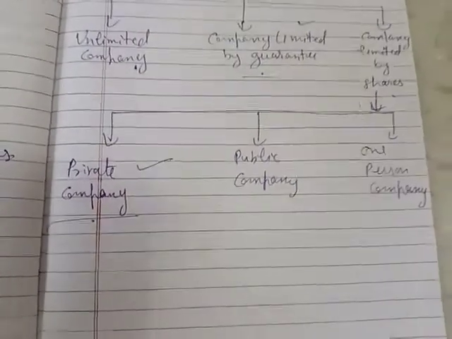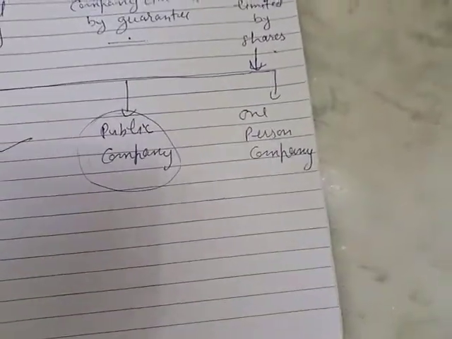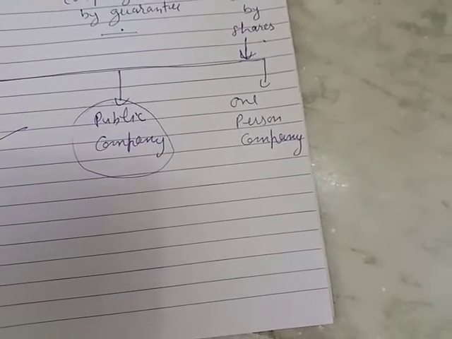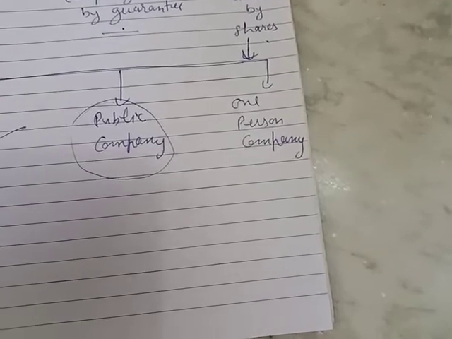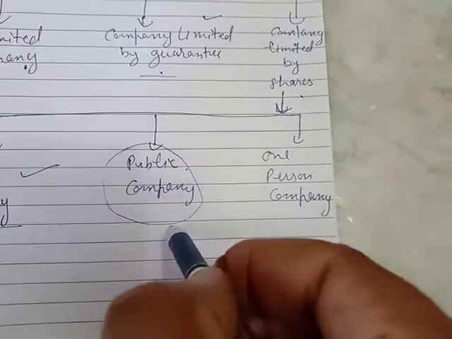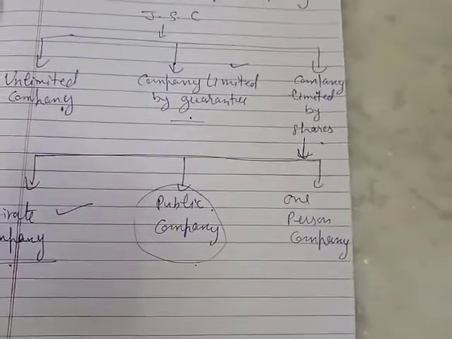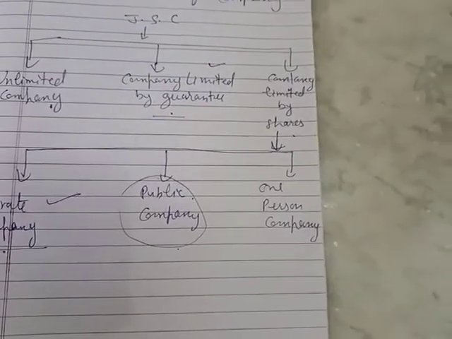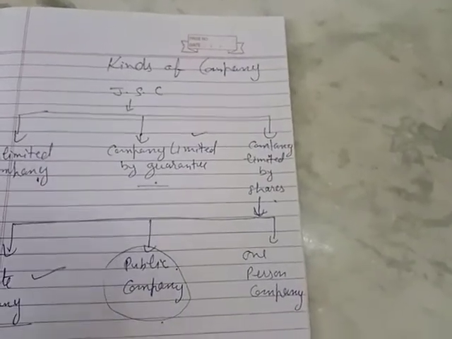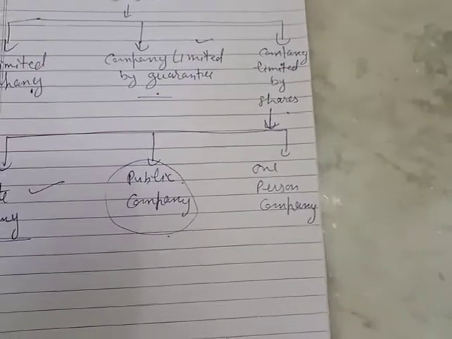Okay. Number two, public company. Generally, this chapter belongs to the public company. As per the Companies Act 2013, Section 2(71), a public company means a company which is not a private company. Public company is that company which is not a private company. Means when the three conditions of private companies are not there, then we can assume that kind of company is a public company.